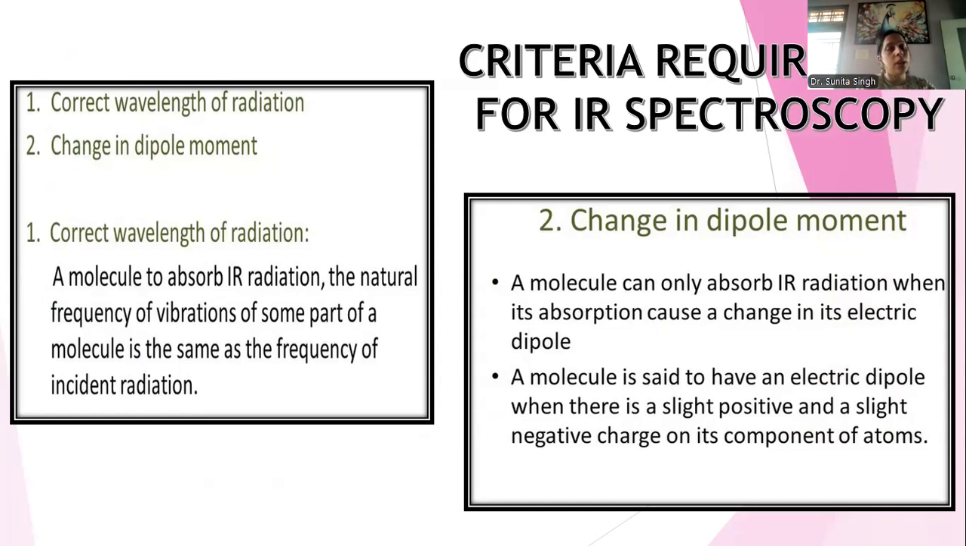A molecule can only absorb IR radiation when its absorption causes a change in its electric dipole. You should know that a dipole is the separation of positive and negative charge, and we have a slight positive and slight negative charge on its component atoms. So these are the basic conditions. If you see a molecule where there is a chance of a change of dipole moment, you have an idea that they are going to be IR active compounds.